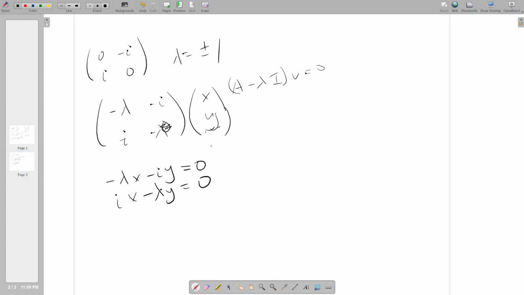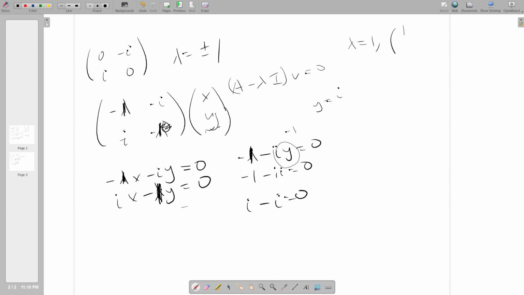But if we look at the first equation, it's pretty clear what it has to be. If we just set x equal to 1, on a lucky guess, and lambda is 1 in this situation, then we have negative 1 minus i y equals 0. So we want the i y term to equal negative 1, that way this will be a plus. Therefore we want y to equal i. Then we have negative 1 plus 1, which equals 0, and that works out nicely. So we can see the eigenvalue 1 has eigenvector 1, i.